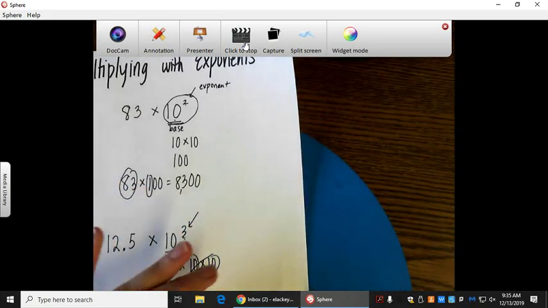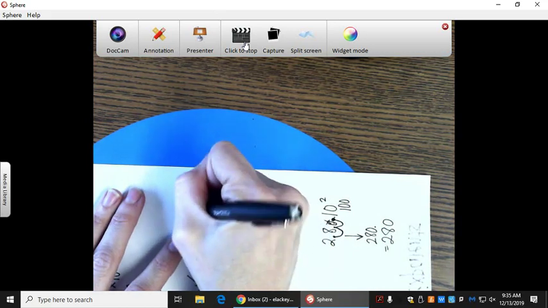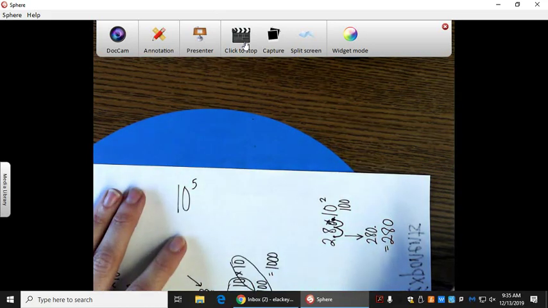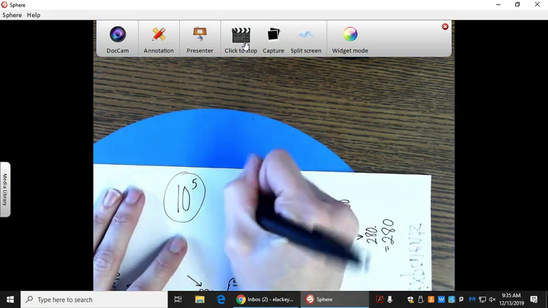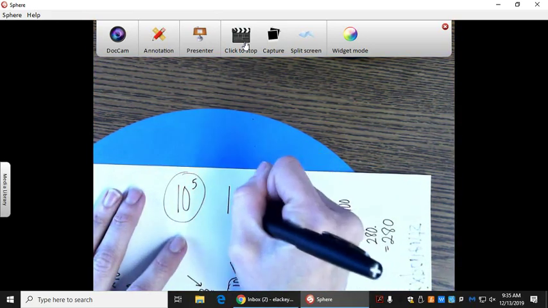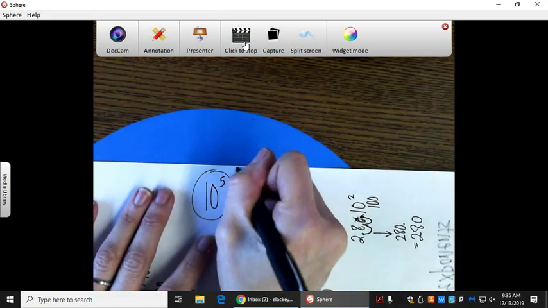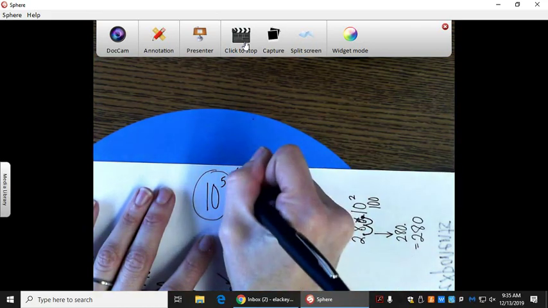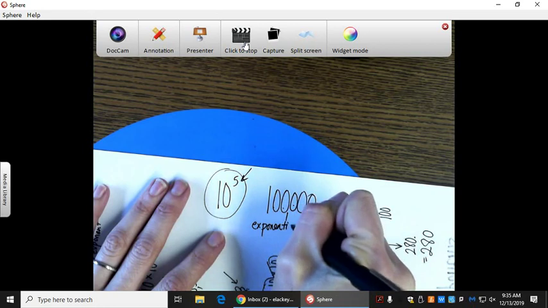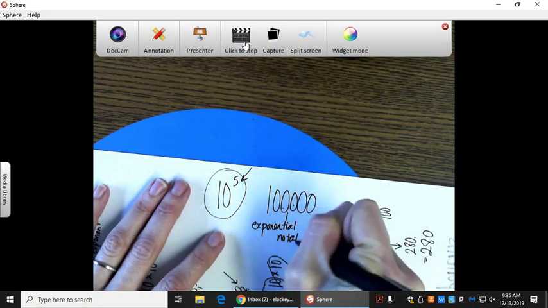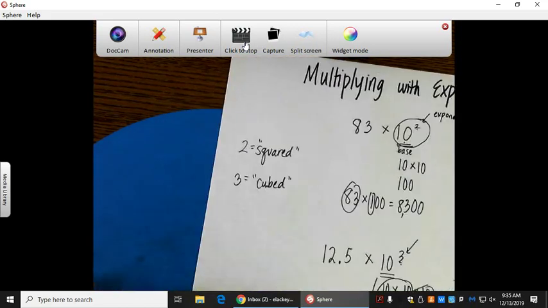Scientists use exponents because when they have to write something like 10 to the 5th power, it's a lot easier to write this than it is to write this. So they just do this as a quick notation. It's actually called exponential notation. When they're taking notes, it makes it a lot quicker and simpler, but it still means the same thing.